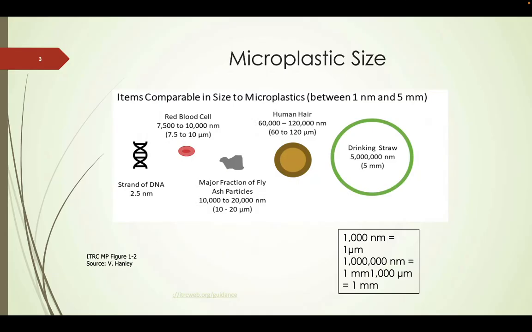So here's a little bit about microplastic size. As mentioned in the definition, MPs can range from 1 nanometer to up to 5 millimeters. This is a figure from Chapter 1 of the ITRC Microplastics Guidance document. The largest MP particle size is smaller than 5 millimeters, which is the approximate diameter of a drinking straw. The smallest MP particle size is 1 nanometer, which is smaller than a strand of DNA.